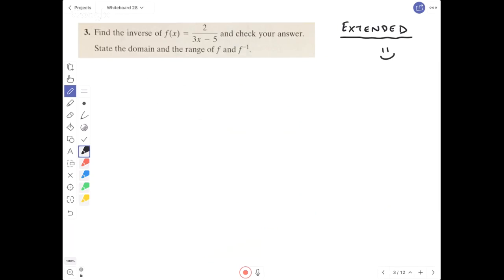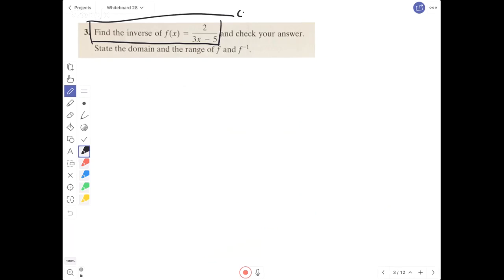Okay, so here I'm writing the inverse of f of x equals 2 over 3x minus 5, and then I'm going to check my answer using function composition. So in order to find the inverse of a function, oh, shoot. I said this was extended, but it's really both. So this part, finding inverses, is core, and checking your answer is extended.